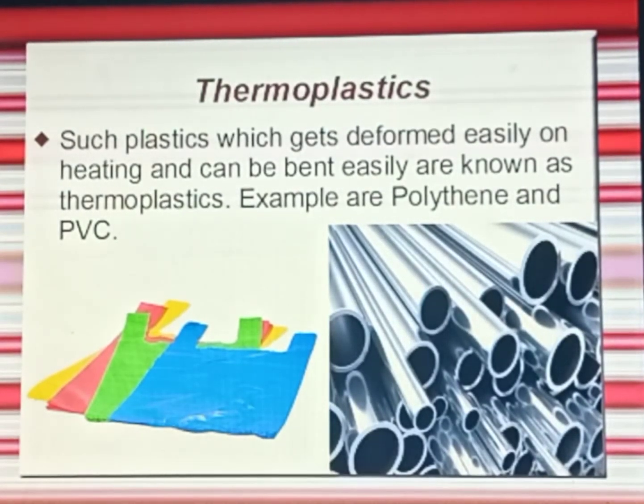Thermoplastics. Such plastics which can get deformed, meaning can get melted easily on heating and can be bent easily, are known as thermoplastics. Examples are polythene and PVC. PVC is here. You can see these pipes. These look like steel, but they are mainly plastic. Some plastics are also painted to look like steel. So these are painted pipes. These are PVC. So the main examples are polythene and PVC.